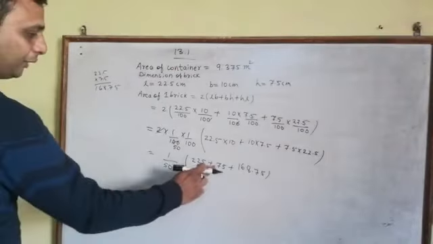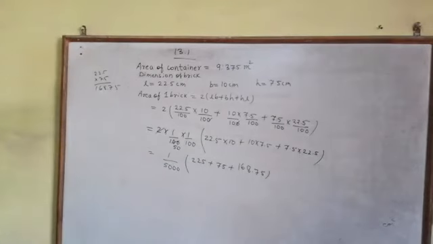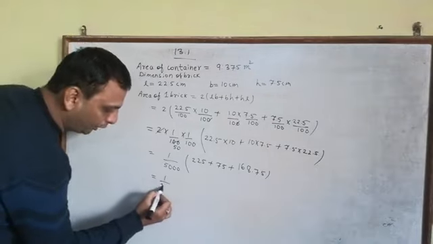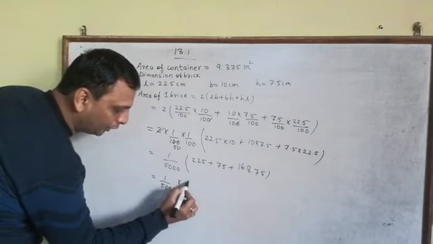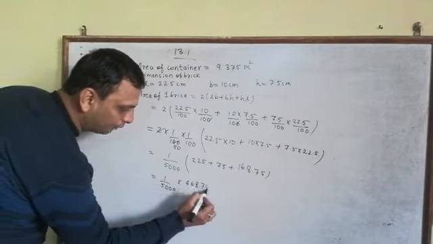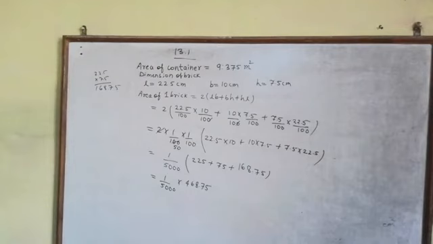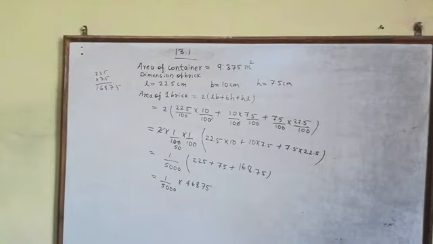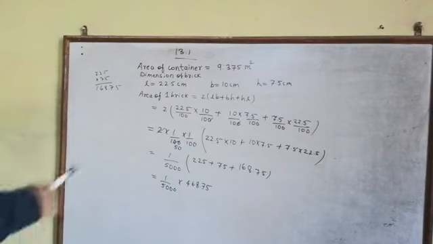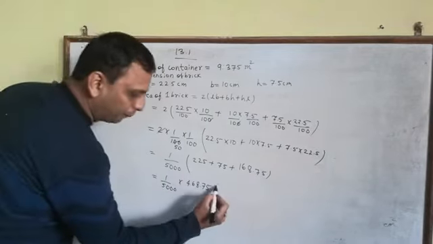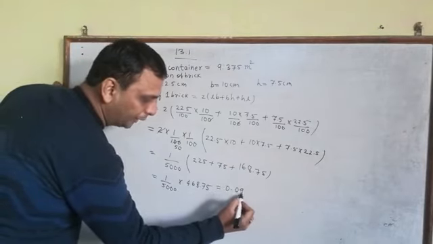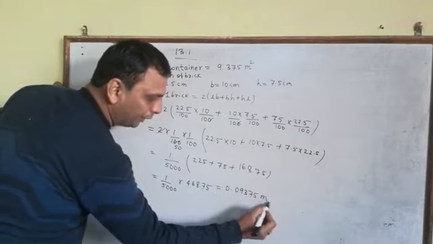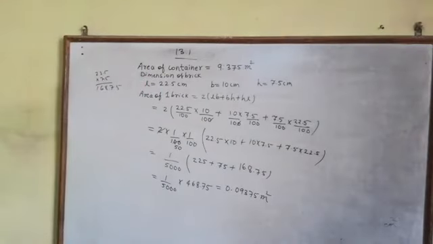Now we'll add these: 225 plus 75 is 300, and 300 plus 168.75 will be equal to 468.75. So we get 1 upon 5,000 times 468.75. Now after this, we have to multiply this number. On multiplying, you will get 0.375 meters square as the answer.